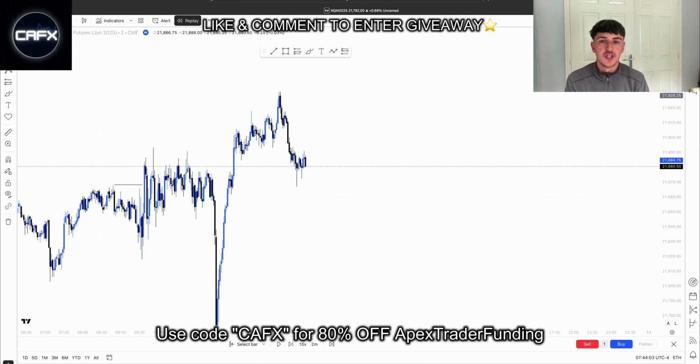So the model we're going to be using is the inversion fair value gap model, and I'm going to be breaking it down so it's so simple and easy to understand that you can then go on to back test and forward test this exact strategy.